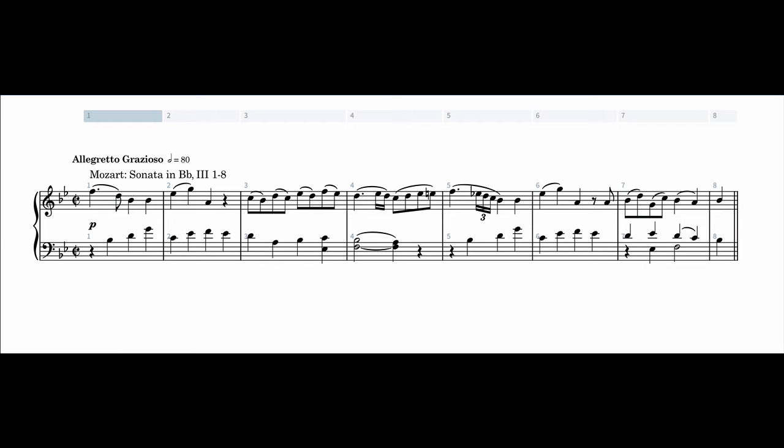Hi, this video is on periods, and periods are two phrases that complement one another. In particular, they have a weak cadence at the end of the first phrase and a strong cadence at the end of the second phrase. So, this example by Mozart here is a good example of the first type of period we're going to talk about. Let's take a listen to it and then we'll talk about what it is.